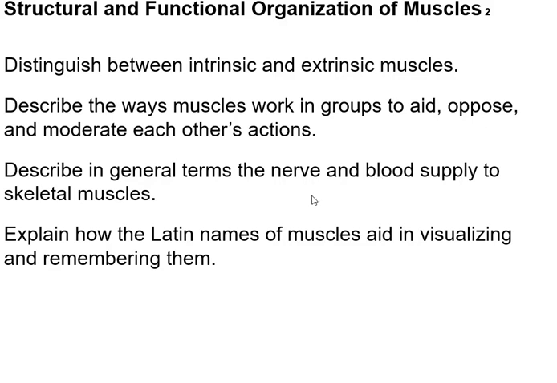And we'll talk a little bit about nerve and blood supply, but not very much because we cover that in other chapters. And then I've already started out telling you a little bit about the Latin names of the muscles, to help you remember them.